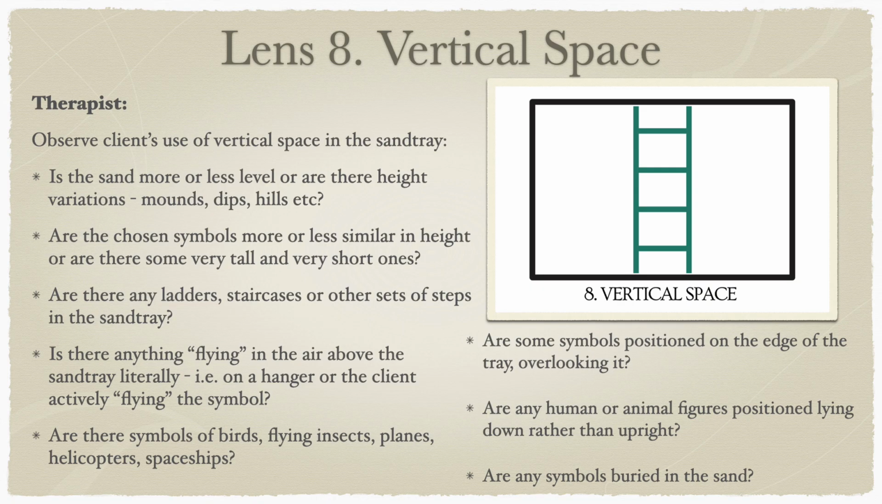You may find sometimes the client will position a symbol on the edge of the tray, so it's a little bit elevated above the surface of the tray itself, and again that can potentially have its own significance. There are also examples of de-elevation. Sometimes you will find human or animal figures positioned lying down rather than standing up, and that is always interesting, so make note of that. If a figure which is supposed to be standing up is lying down instead.